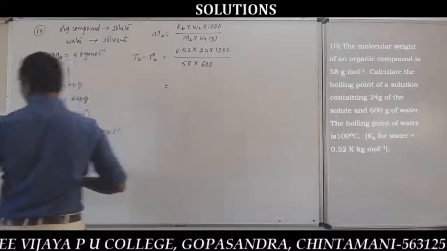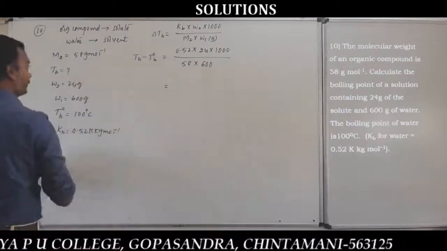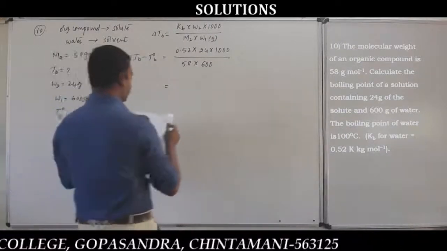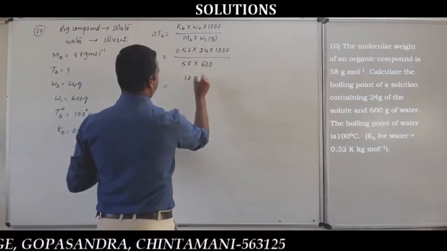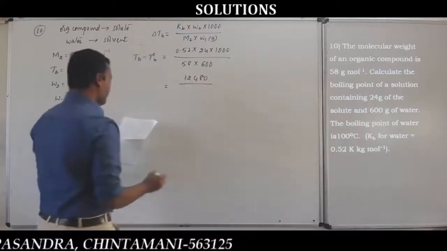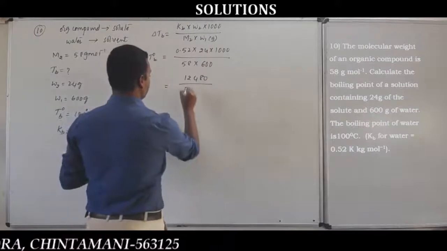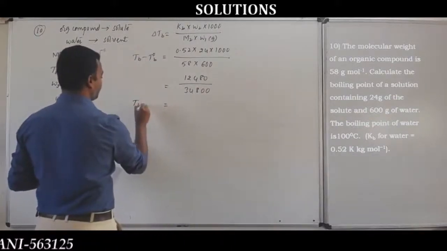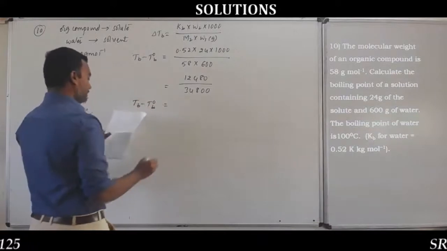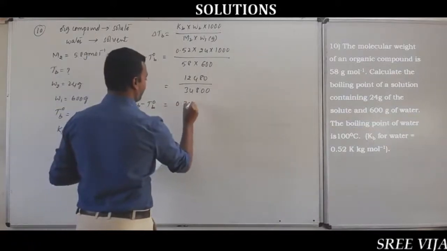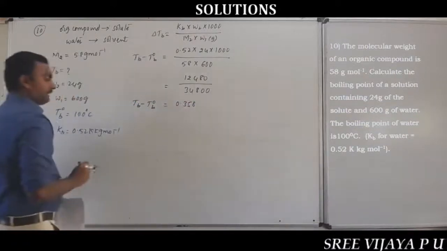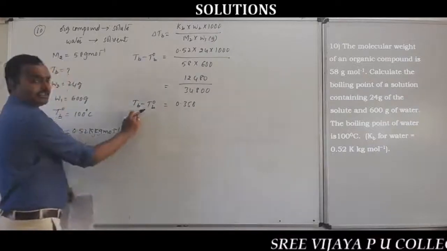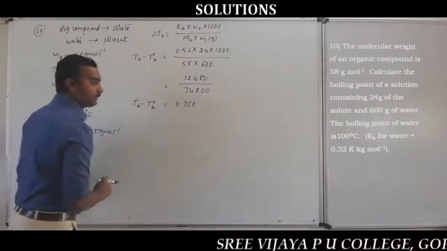When you simplify it, 0.52 into 24 into 1000 is 12,480, divided by 58 into 600, that is 34,800, and that is equal to Tb minus T0b. So that is the value, 0.358.